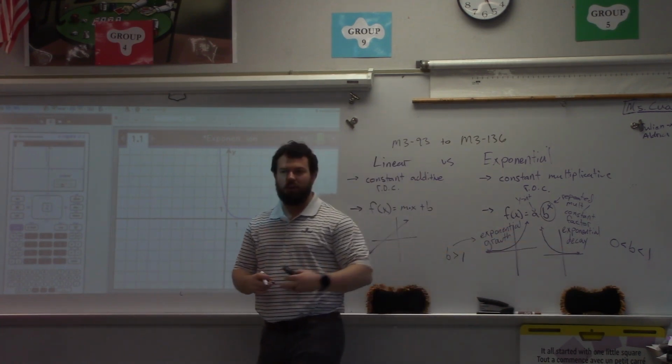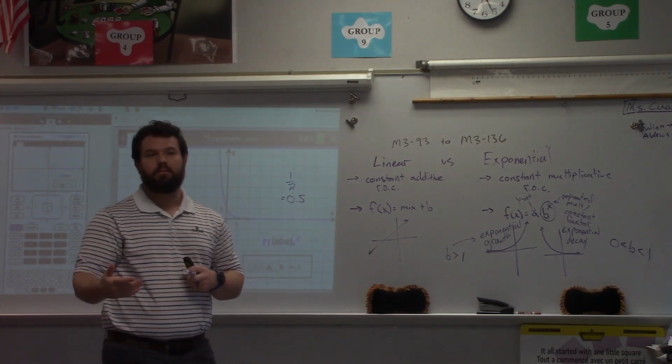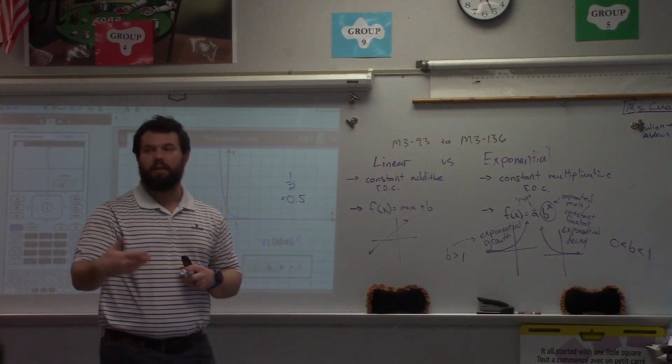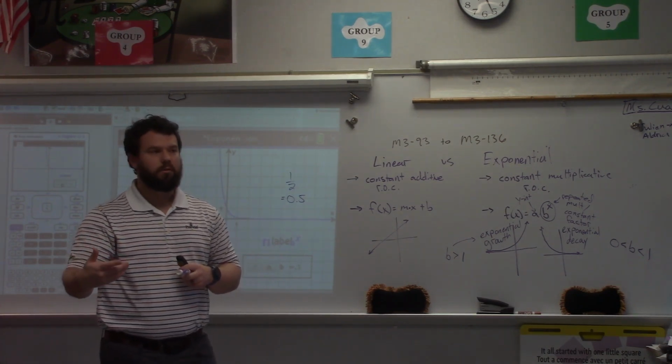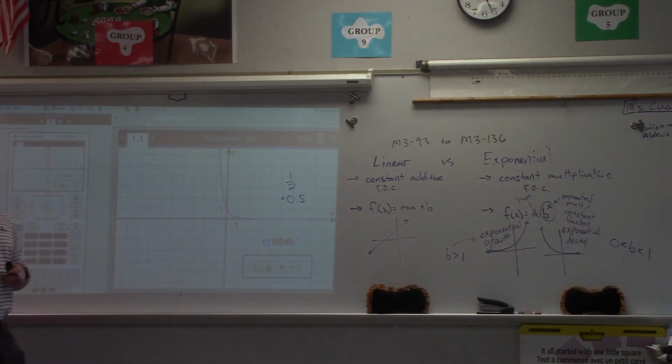Remember I gave that example earlier. What is half of 16? 8. What's half of 8? 4. What's half of 4? 2. What's half of 2? 1. What's half of 1? 0.5. See how it's getting smaller every time? So it's exponential decay.